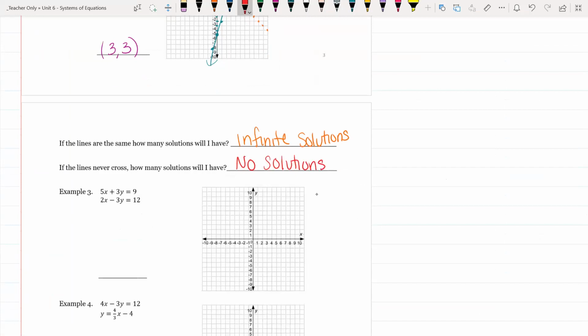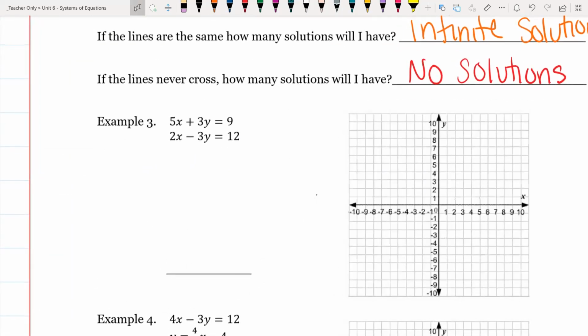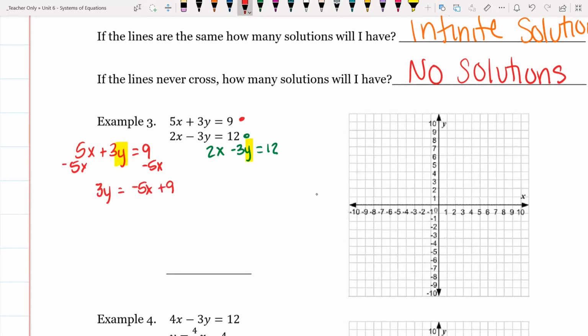Okay. So the first thing you need to do, remember, is to get both of these in the y-intercept form. You need to get both this one and this one into y-intercept form, so you have some room to solve it. So we have 5x plus 3y equals 9, and 2x minus 3y equals 12. And we want to get y alone for both of these, right? So we're going to subtract 5x on both sides. That leaves me with 3y equals -5x plus 9.